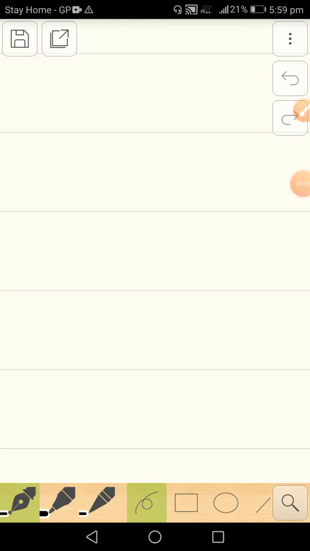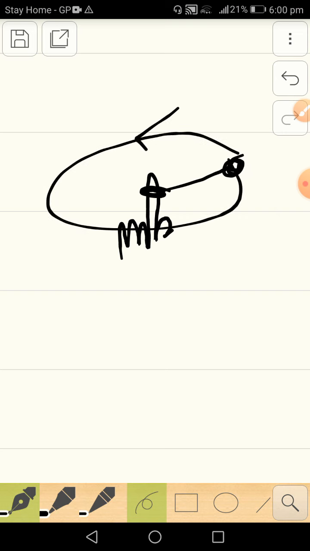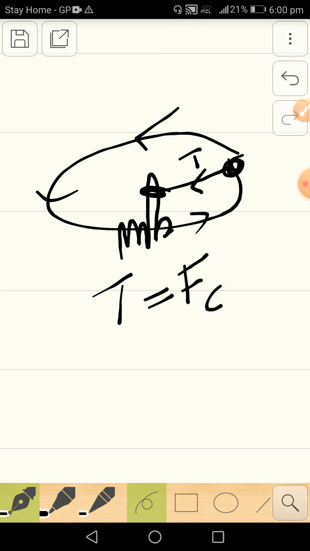For example, suppose this is your finger. I'm not very good at drawing, and here is a rope tied, and you are rotating a stone around your finger. Here the tension force in the rope is creating the centripetal force. So in this case the tension would be equal to the centripetal force.